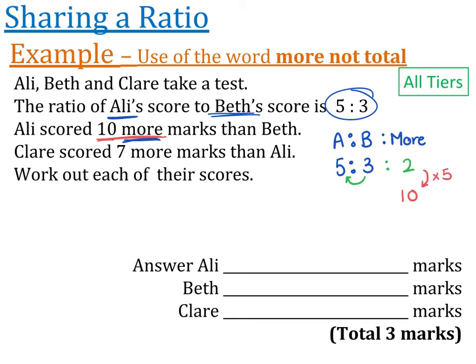So to get from 2 to 10, we times by 5, so we times everything by 5. Allie got 25, and Beth got 15. Okay, so we can put those in on our answer lines. Allie got 25, Beth got 15. And then for Claire, it says Claire scored 7 more marks than Allie. So that's going to be 25 plus 7, which is 32.